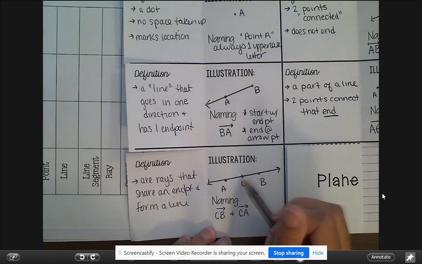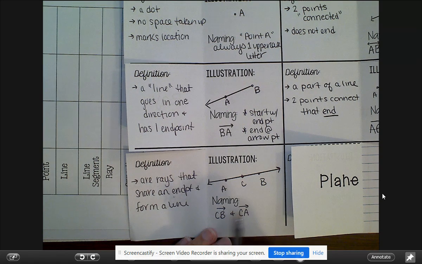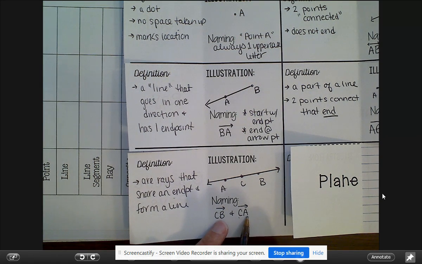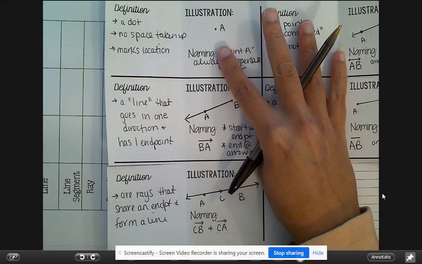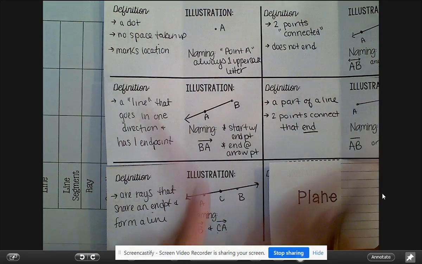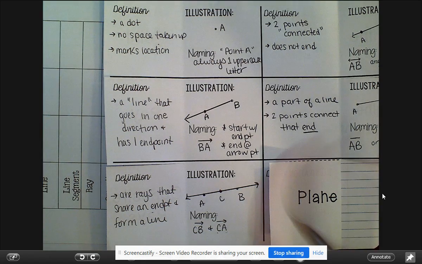So opposite rays: the arrow is always pointing to the right. The endpoint is always first, and then the arrow point is always second. And then last but not least, all of these kind of go up a level, right? I started with the most basic, a point. When I have 2 points, then I can connect them and get a line. And that's a little bit more interesting, a little less basic.